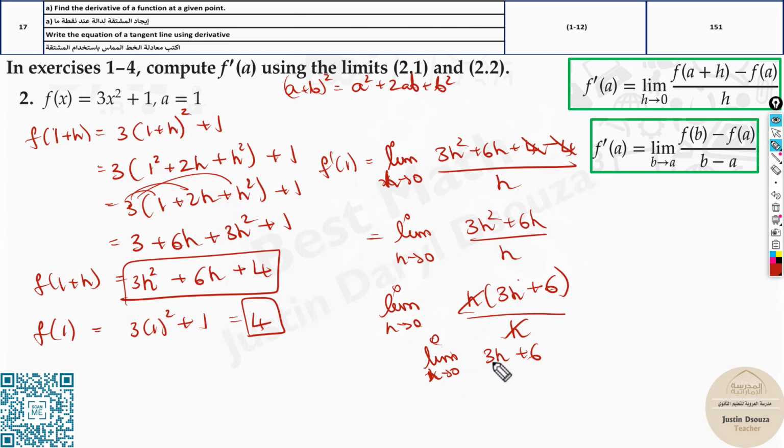So if you substitute the limit now, h becomes 0. So let's apply the limit. What basically happens is it'll be 3 times 0 plus 6. The answer is 6 here. That's it. That is the answer.